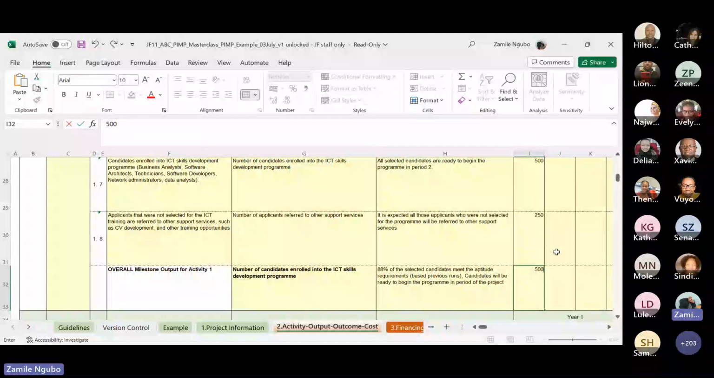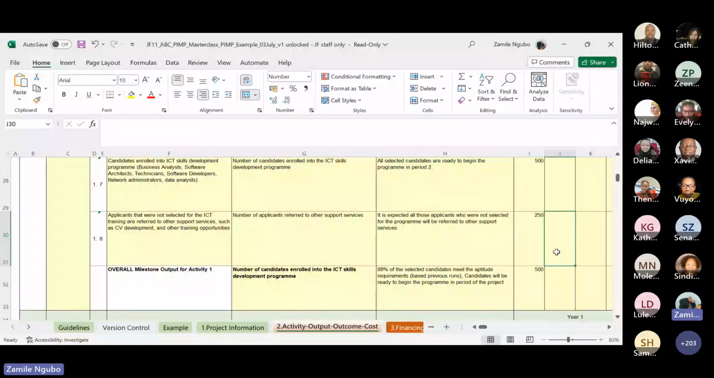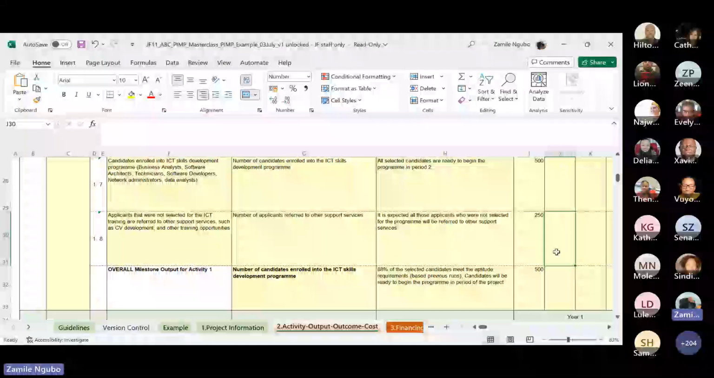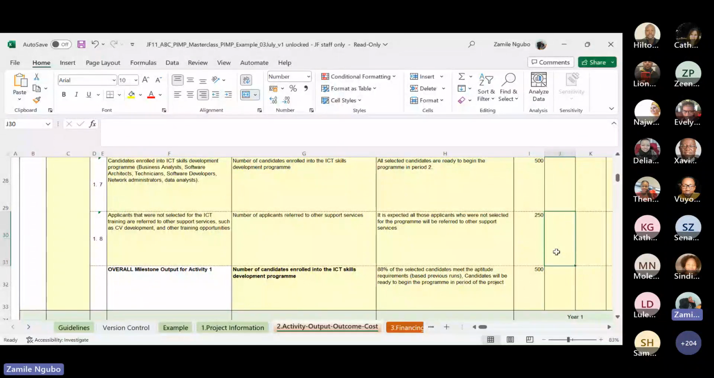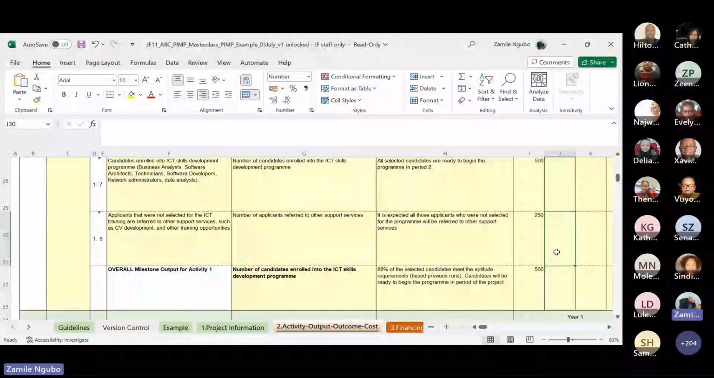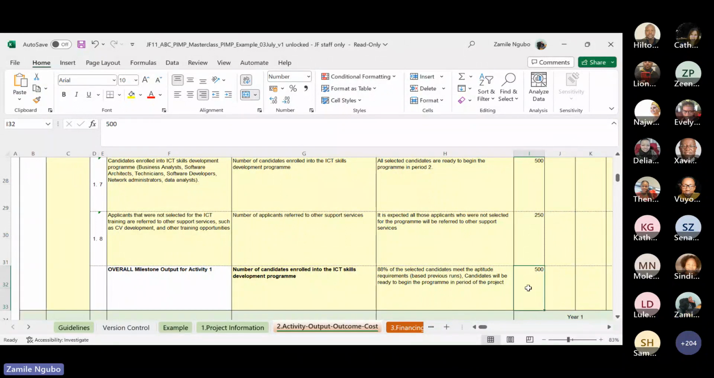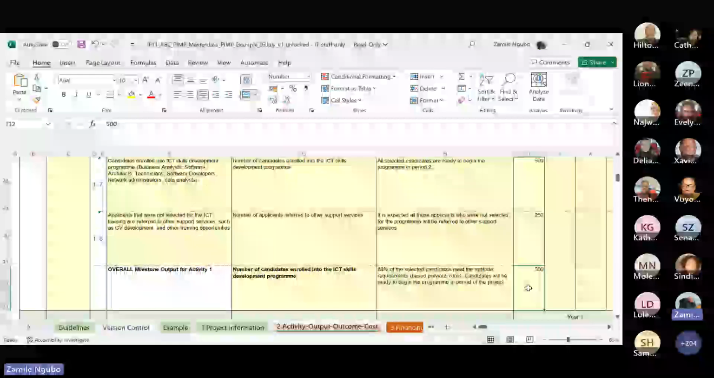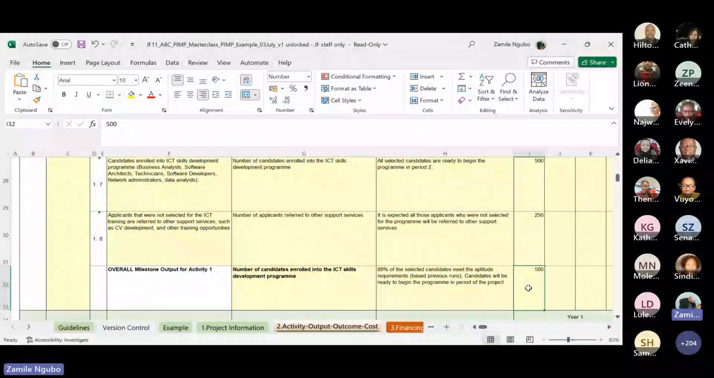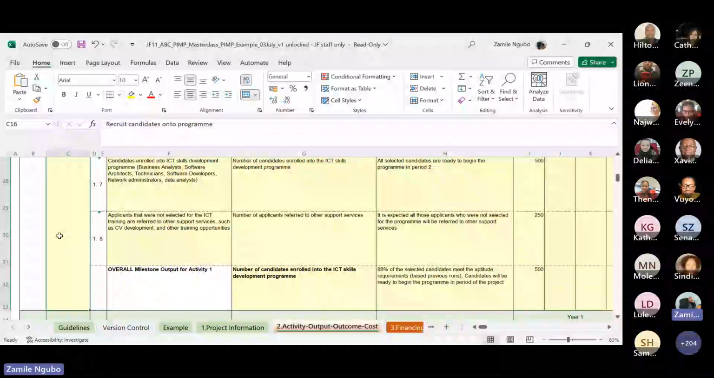So we have received 750 applications, 250 did not meet the eligibility criteria and assessment, then 500 were selected successfully to join or be enrolled into the program. So this is how we describe and complete the outputs. We describe the assumptions and targeting in the ABC PIMP. So we have used the example that was circulated to the registered delegates.